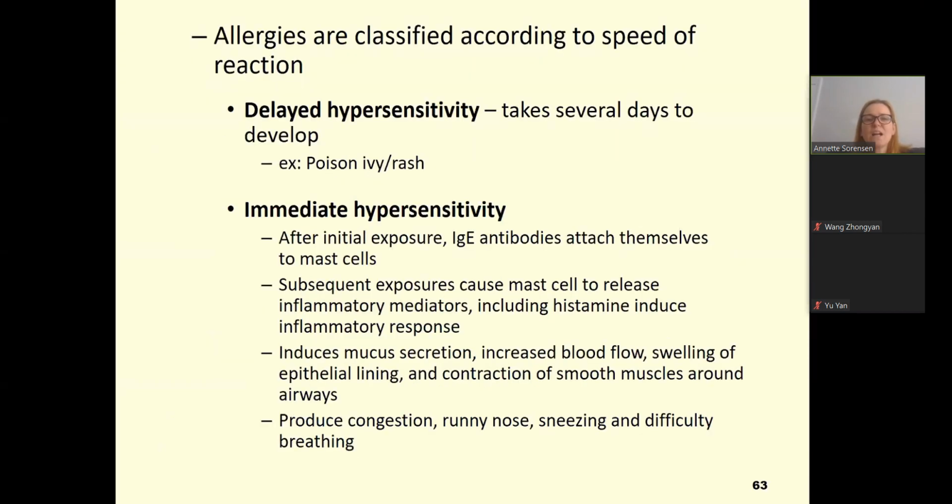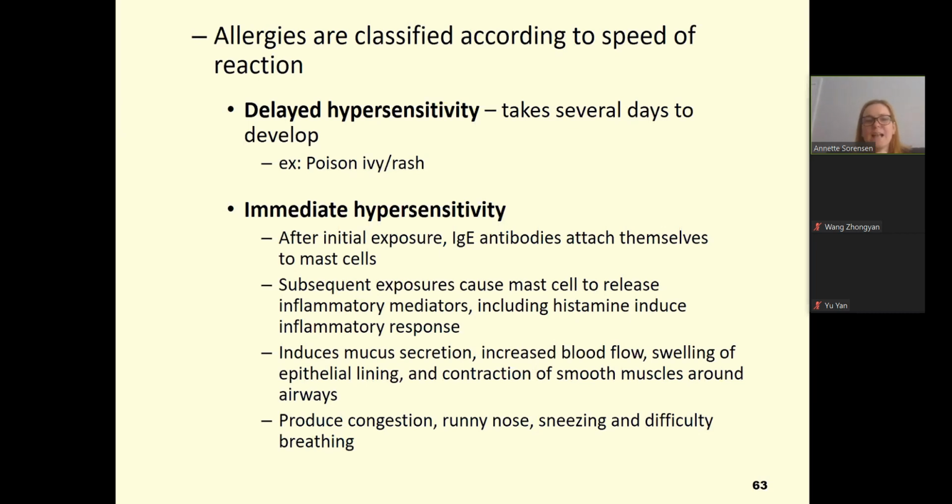So allergies are classified according to the speed of the reaction. So we've got delayed hypersensitivity. It's a response that takes several days to develop. You see it, for example, with the plant poison ivy. People can often be allergic to this plant, and it generates a rash, but that takes several days to develop.